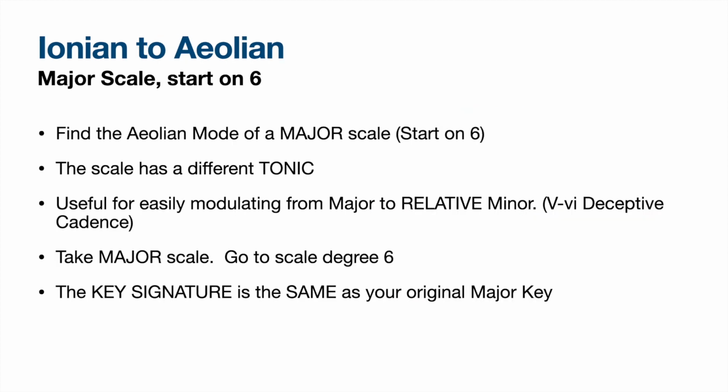All right, so for Aeolian, find the Aeolian mode of a major scale. So it's the sixth one away from your major tonic. Okay, I'm just going to think B flat minor. Okay, B flat minor is six away from D flat. So if I go D flat, E flat, F natural, G flat, A flat, B flat. There we go. It's always the sixth one away.